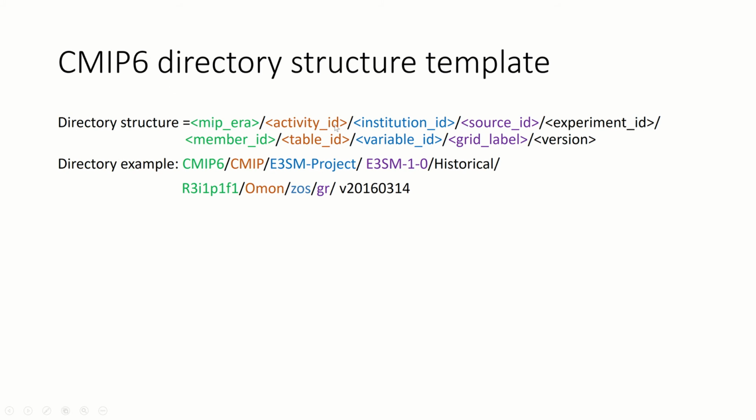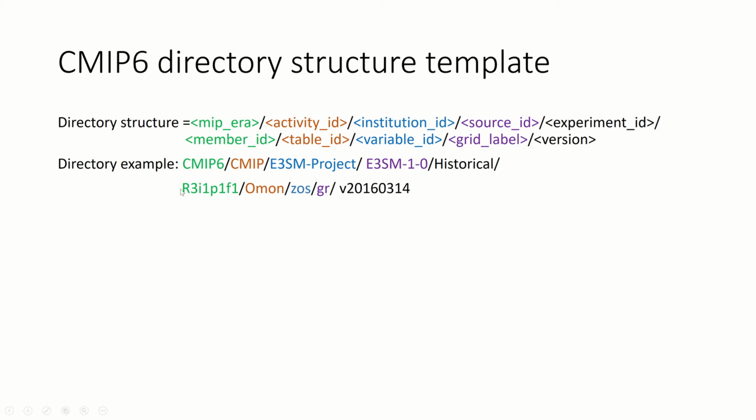the CMIP6, the activity. So here, in this example, this is CMIP, so this is the standard CMIP experiment. And the institution ID, this is the name of the modeling group. So here, this is the E3SM project. This is of DOE, the Department of Energy in the USA. The source ID, this is their E3SM, their model version 1.0. The experiment ID, this is the historical, because this is the CMIP6, the one with the standard resolution, so that's the historical experiment. That's the member ID.